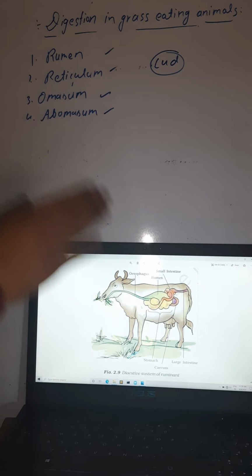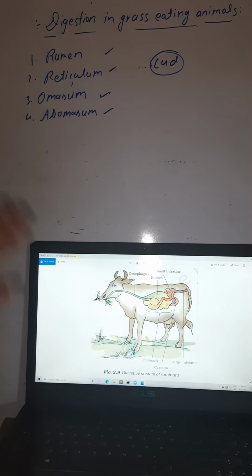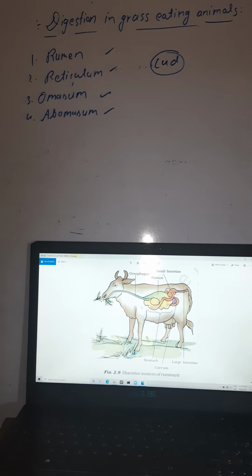So the animal is perfect for that. Are you getting this? So this is all about the digestion in grass eating animals. Write this, make this structure. Some more you have to write first. Make this structure also, and this also.